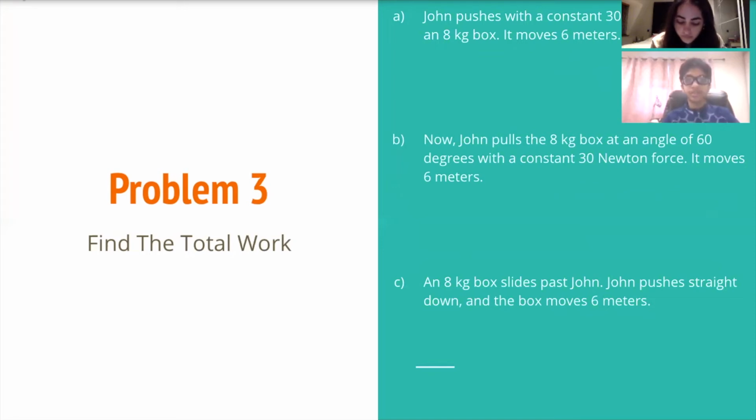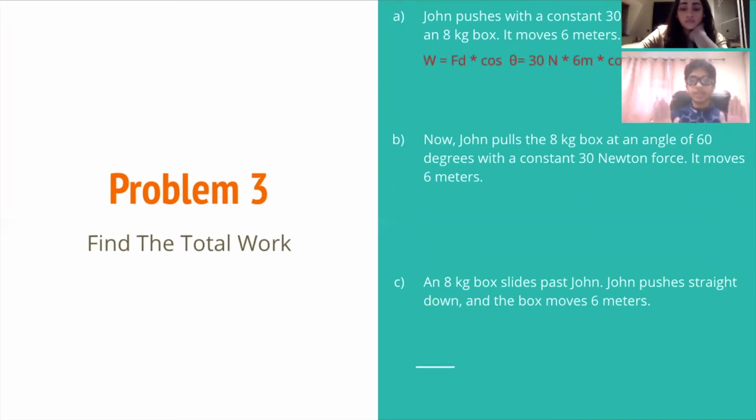So as usual, we use the formula work equals force times displacement times cosine theta. We know that the force is 30 newtons. It moves 6 meters. And since he's pushing along with the direction that it moves, the angle between is 0 degrees. So 30 times 6 times cosine 0 is 180 joules. It's also important to notice that the 8 kilogram box was once again irrelevant here. Oftentimes you'll find that in energy and work and even kinematics, mass is not useful for the problem, but the AP will try to trip you up with that.